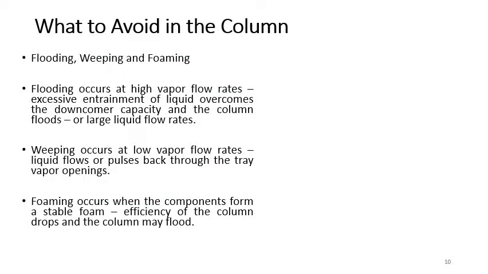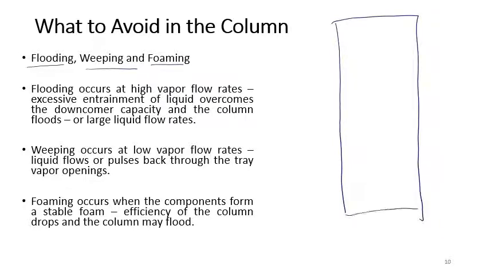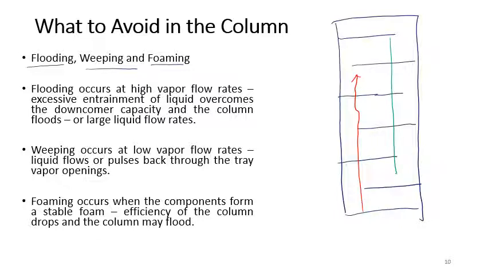So when we design a column, there are three things that we want to avoid, which are flooding, weeping, and foaming. So what are these three things? Let's say you have a column, okay? So your column has some trays, and in the column, the vapor flows upward. The red ones are vapor flows, and the liquid flows downwards.